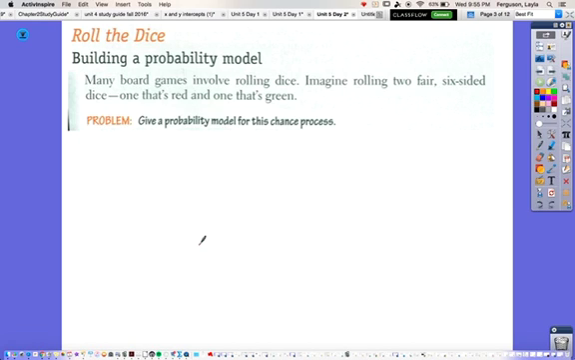So the first example we will look at is the probability of rolling a die. Many board games involve rolling dice. Imagine rolling two fair six-sided dice, one that's red and one that's green. The problem is, give a probability model for this chance process.